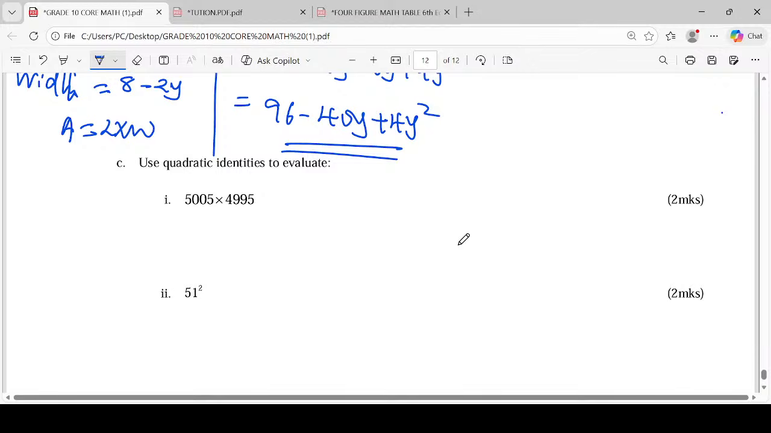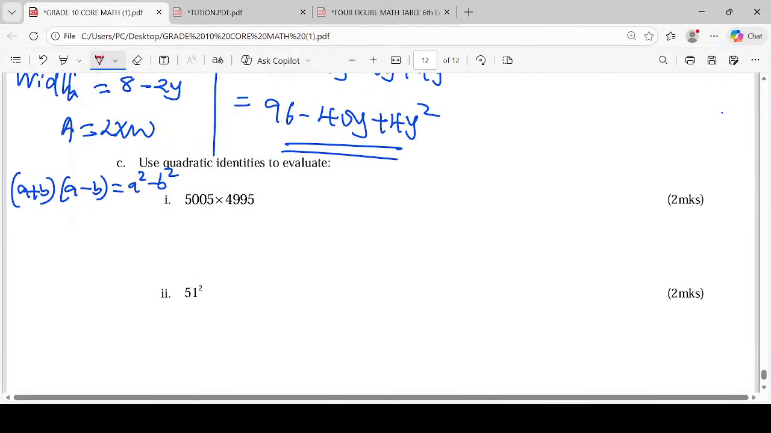We are doing the last 2 bits, then we finish discussing this whole big paper. So let us see exactly what we are supposed to do. Quadratic identities are very, very important anytime you are preparing for your exam. So, according to the laws, remember this identity that says a plus b times a minus b is equal to a squared minus b squared, a difference of 2 squares.